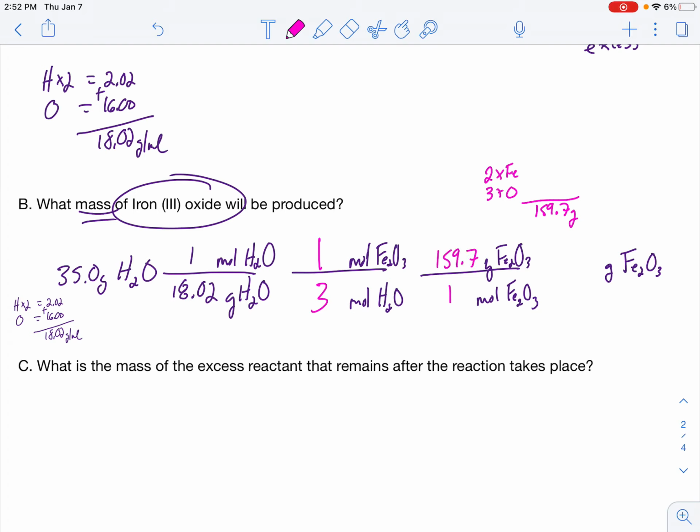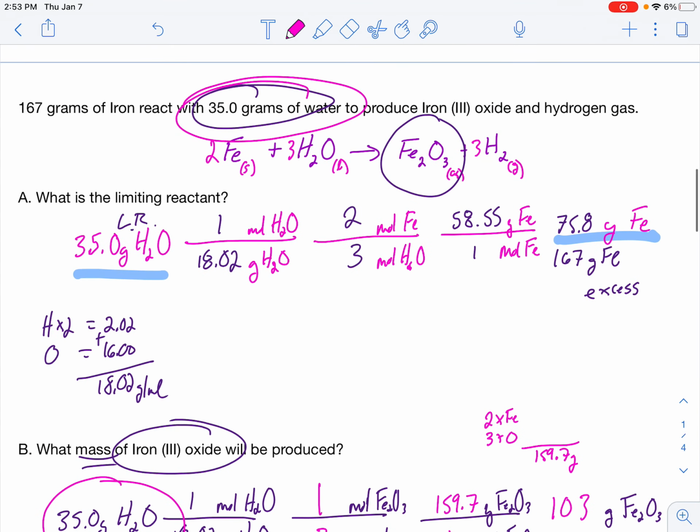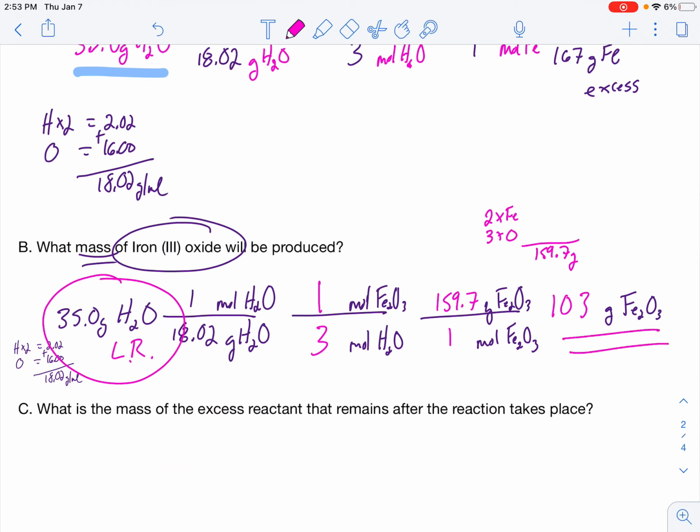Now, when I put this in my calculator, it's 35 divided by 18.02 divided by 3 times 159.7. I get the total grams being produced. So my total grams being produced here is 103 grams of Fe2O3. That's how we answer that question. So once again, I started with my limiting reactant with the amount that was given to me in the problem. Right, here it is. And I use that to predict how many grams of my product is left over.